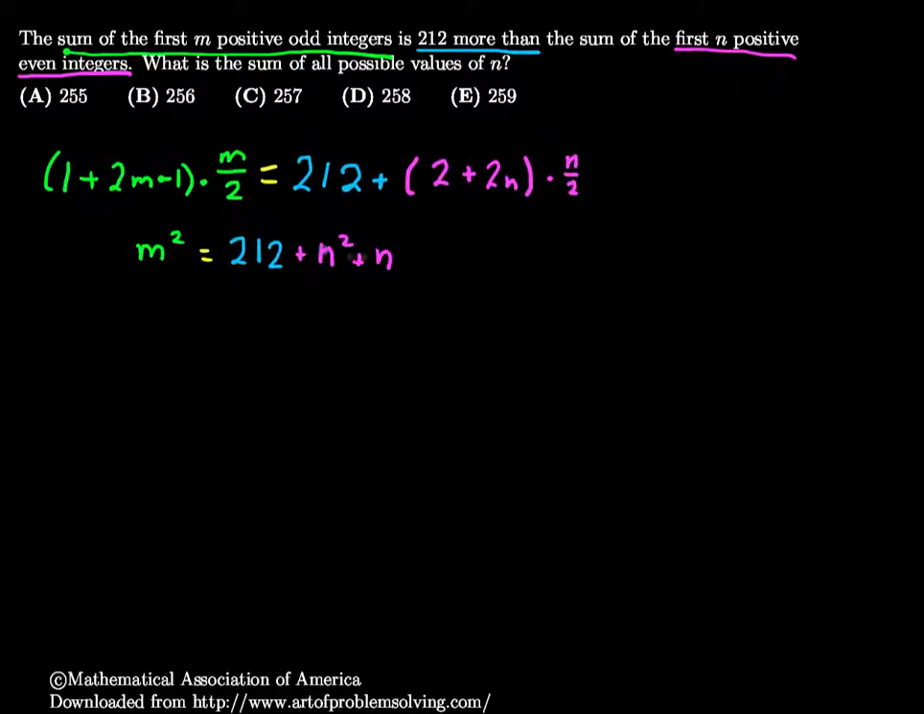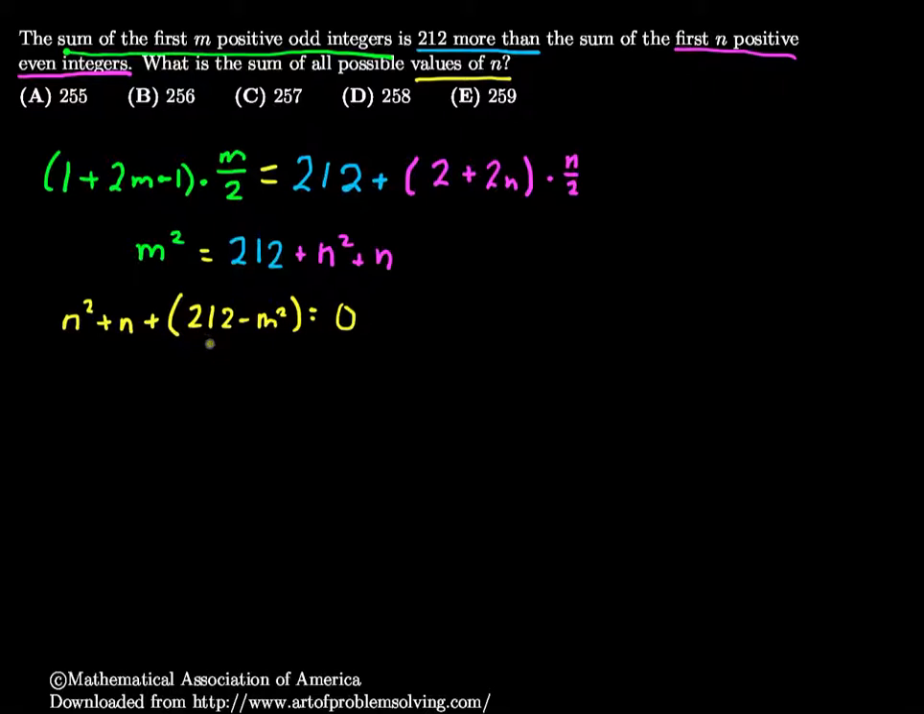We want to figure out what possible values of n satisfy this, so I'm going to do everything in yellow now. This is the same as the quadratic equation on the variable n, because that's what we want to find, possible values of n. N squared plus n plus, and then I have 212 minus m squared as my c, a is 1, b is 1, equals 0. We'll do the discriminant on this.